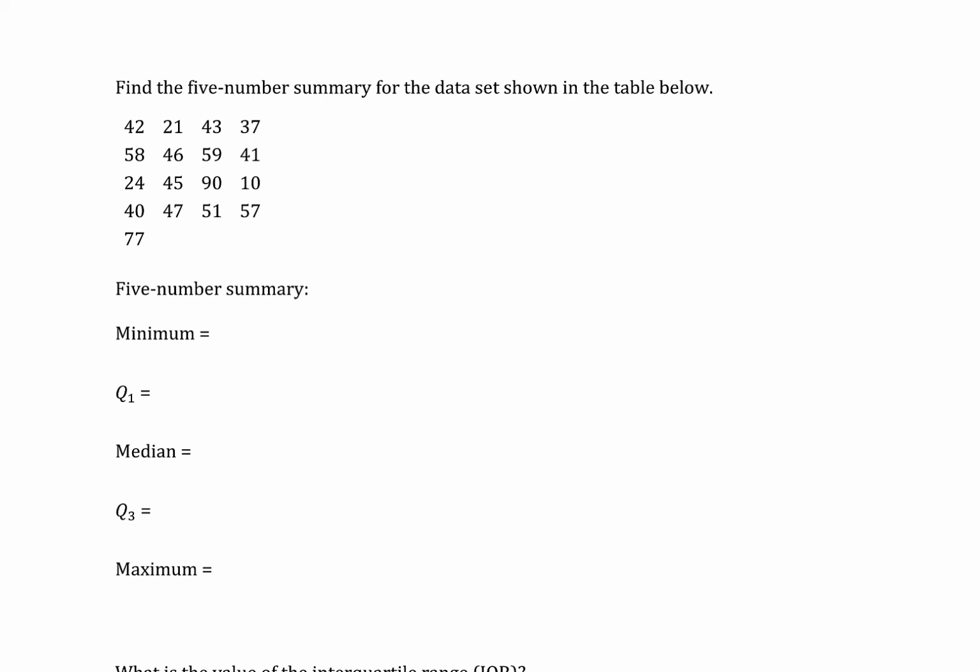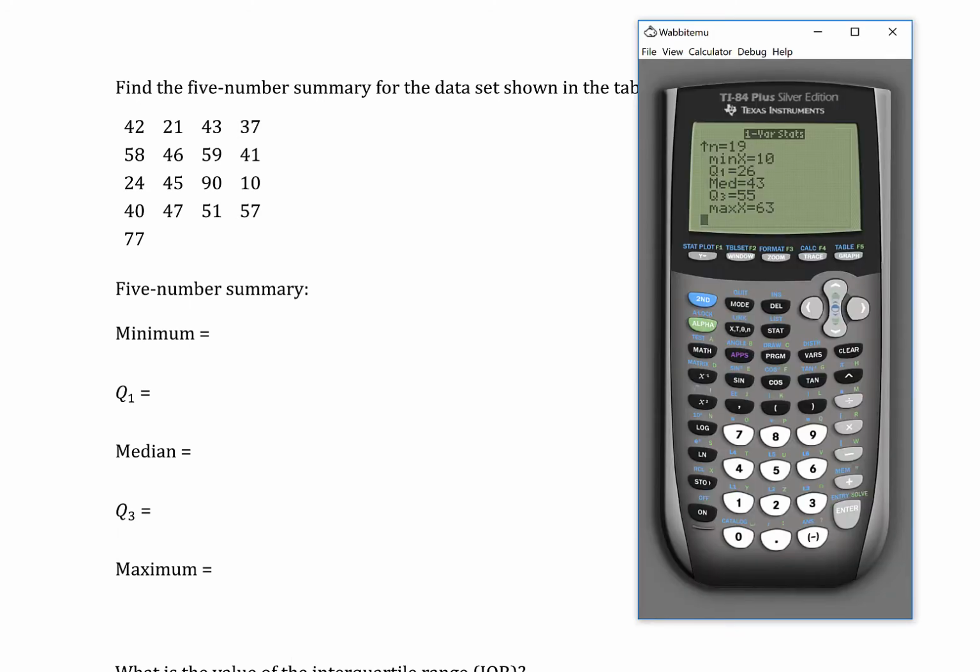Find the 5-number summary for the data set shown in the table below. In this example, I'm only going to use technology to find the 5-number summary. And if you have something different than the TI calculator, then you just need to make sure you understand how that works in order to get these values. But if you do have the TI, just follow along with me.